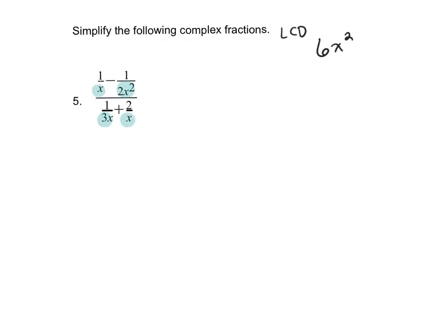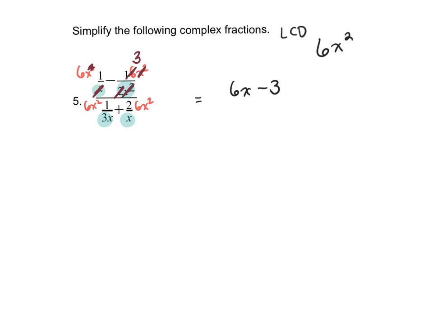So what I'll do is I'll go ahead and multiply all these by 6x squared. And then a bunch of stuff will cancel out. We have 1x cancel out here, we have the x squared cancels out here, and we have 6 divided by 2, which leaves me with a 3. So the top is just going to be 6x minus 3.